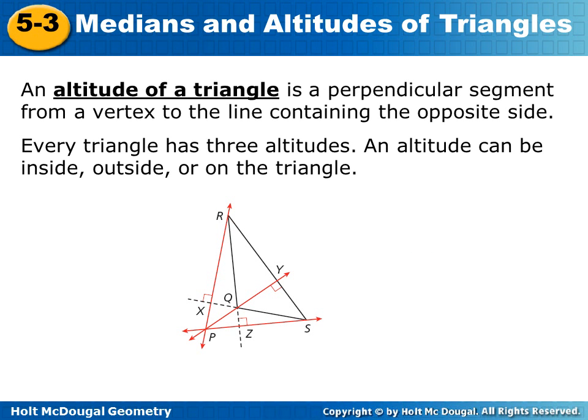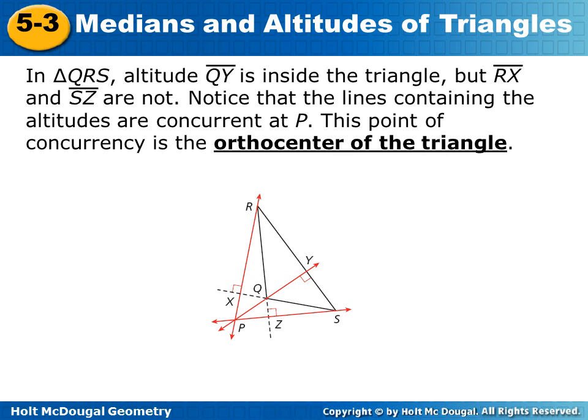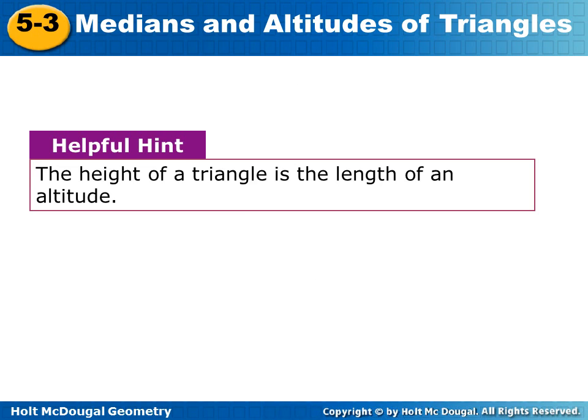An altitude of a triangle is a perpendicular segment from a vertex to the line containing the opposite side. Every triangle has 3 altitudes. An altitude can be inside, outside, or on the triangle. In triangle QRS, altitude QY is inside the triangle, but RX and SC are not. Notice that the lines containing the altitudes are concurrent at point P. Remember that concurrent means they intersect. The point of concurrency is the orthocenter of the triangle.